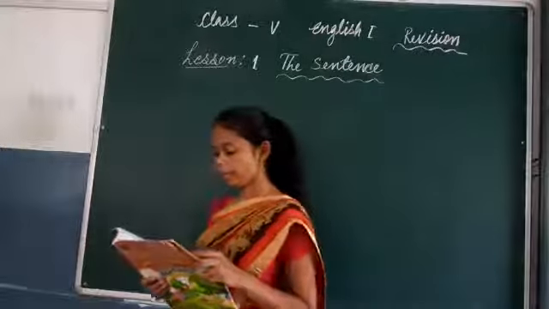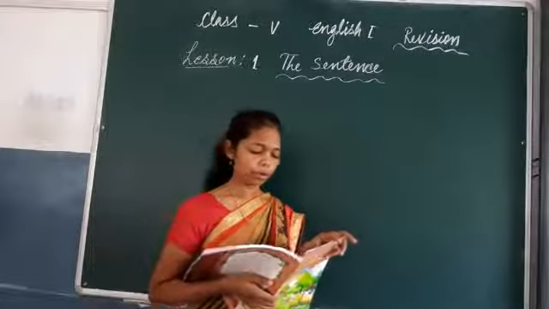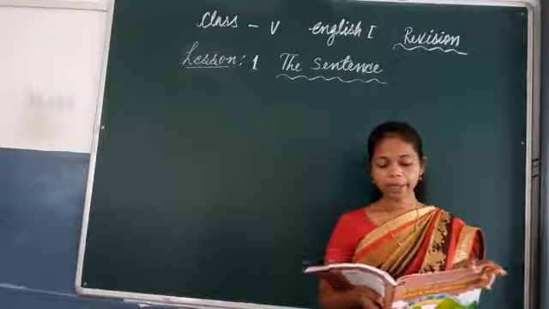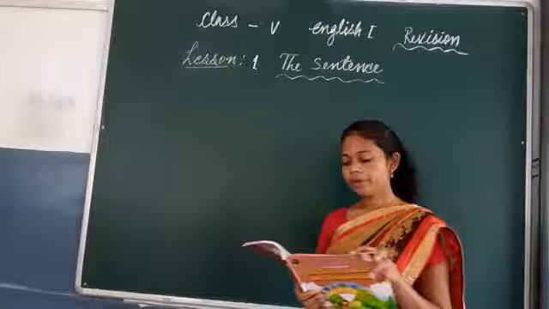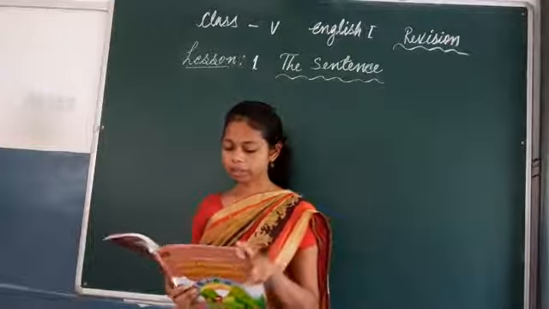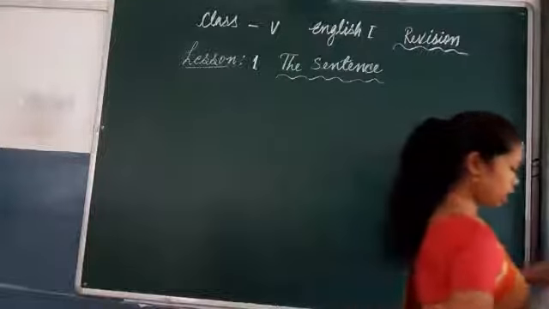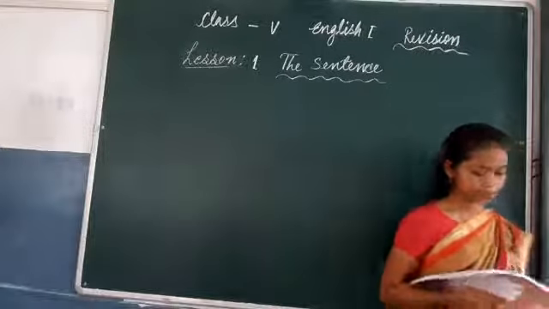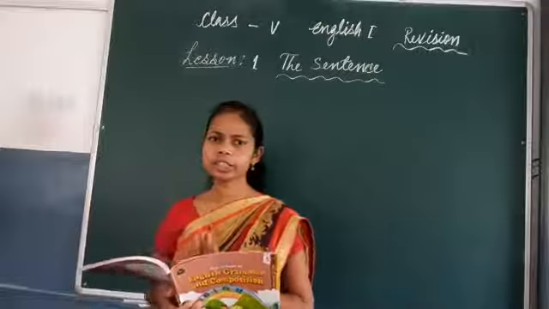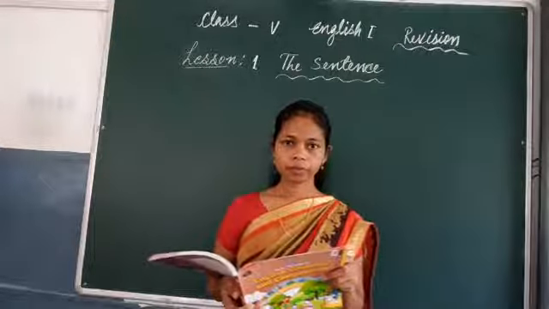Okay, let's see the example. Be quiet. Shut the door. Come here. Give me your book. Please, may I come in? Could you help me, please? Don't eat roadside food. Brush your teeth before you sleep. Don't talk with your mouth full. So these are the examples of imperative sentence. Understood?